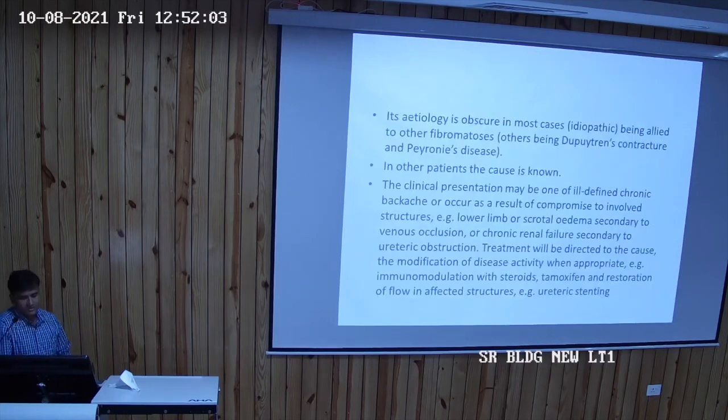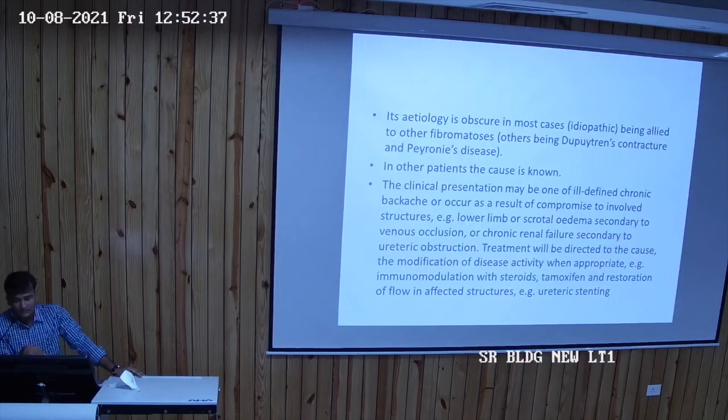Etiology: in most cases it's idiopathic. In other patients the cause can be known. The clinical presentation may be one of ill-defined chronic backache, or occurs as a result of compromise to involved structures. Lower limb or scrotal edema due to venous occlusion. These are basically due to retroperitoneal structures getting narrowed by the fibrosis of retroperitoneal fibrosis.